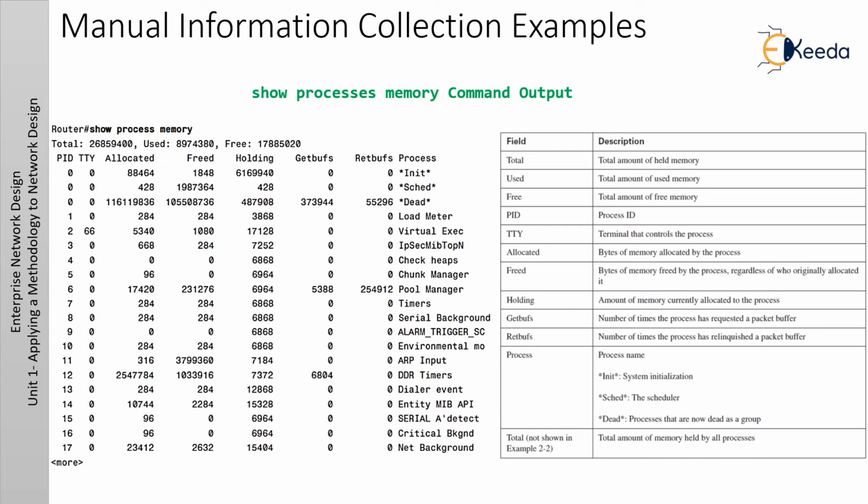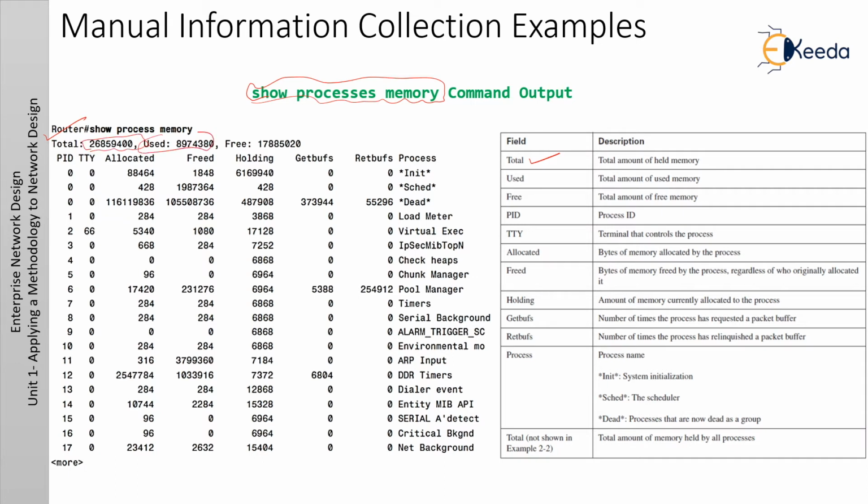This is another example of manual information collection. It shows show process memory. This is the command name. So while running this command in router, it gives total amount of held memory. So here is total. This is total amount of held memory.